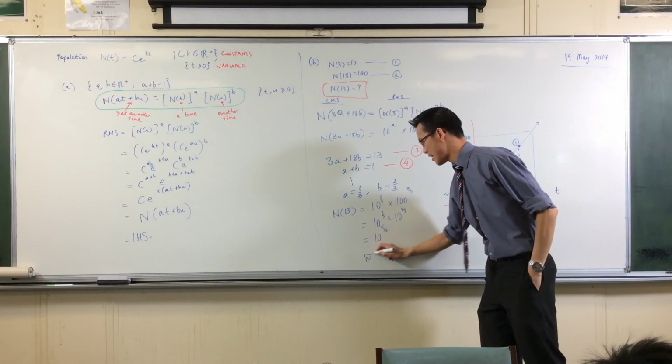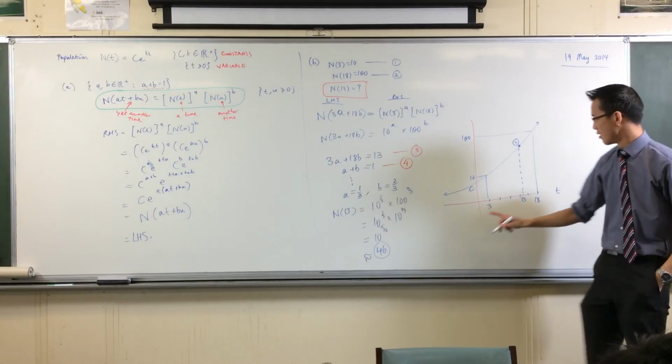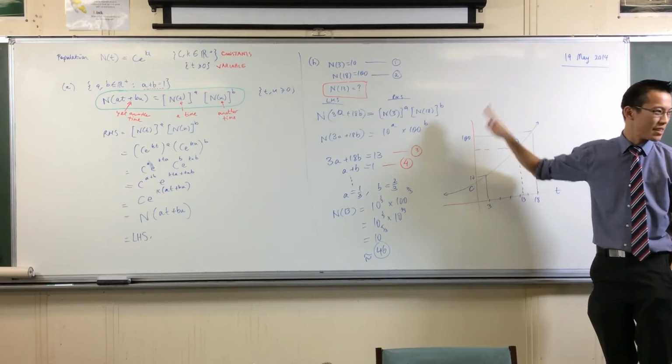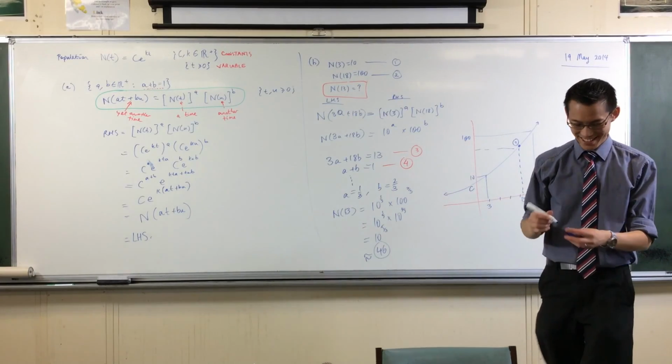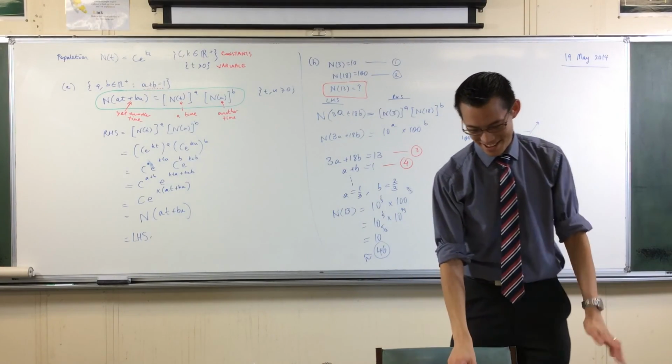Your final answer out here ends up being about 46, which at least is in the ballpark. And if you have something more than 100 or less than 10, you know that you're wrong. It's okay. Work out your errors afterwards, that's fine.